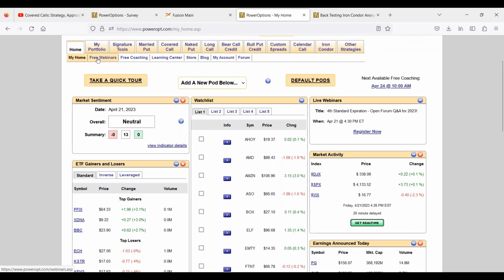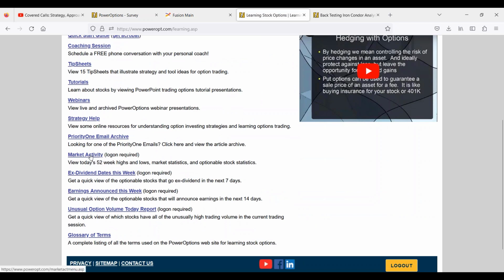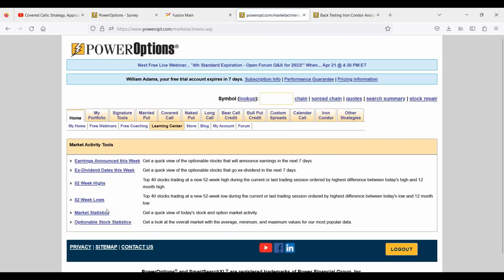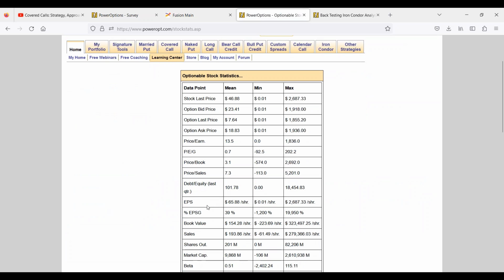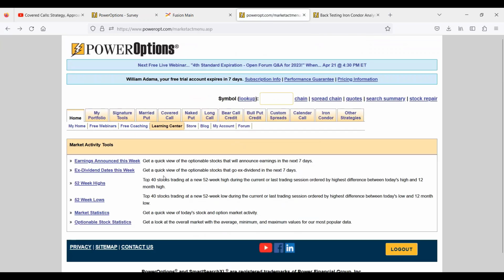Let's go here. It's over here. Let's go to Learning Center. And let's go to Market Activity. Do I want market? I want optionable stock statistics. I think this is a pod that I have, but oh yeah, I think I need to go back to the pod. This is not what I'm looking for. Let me go back one.